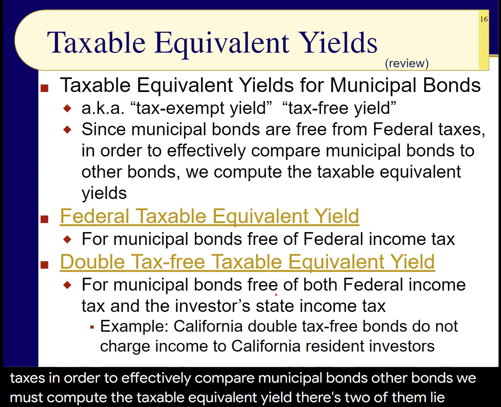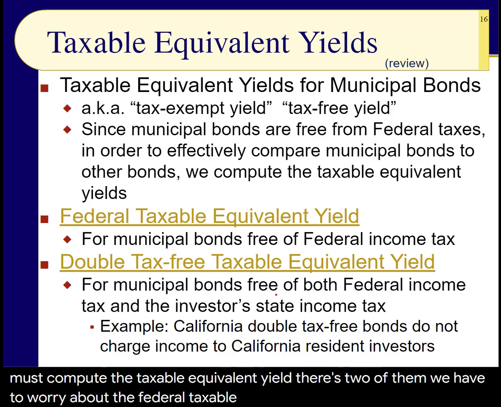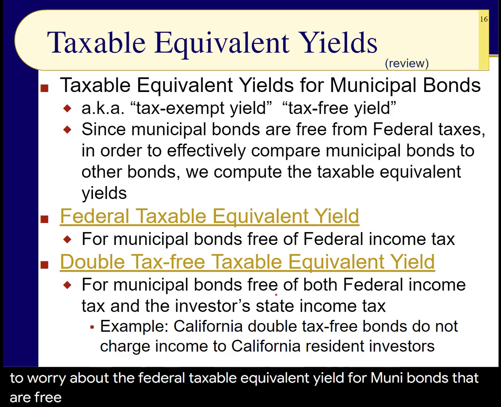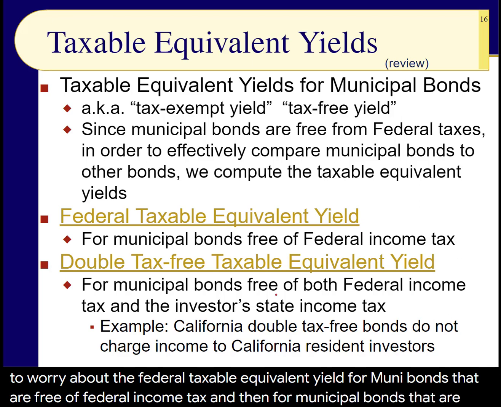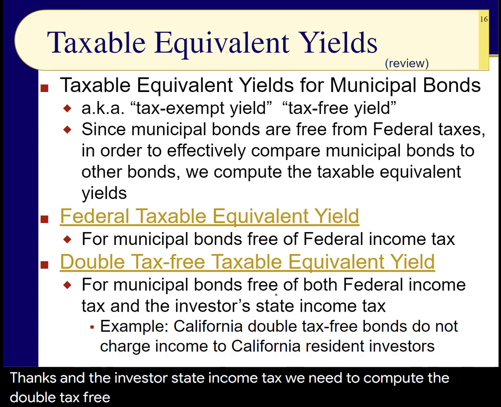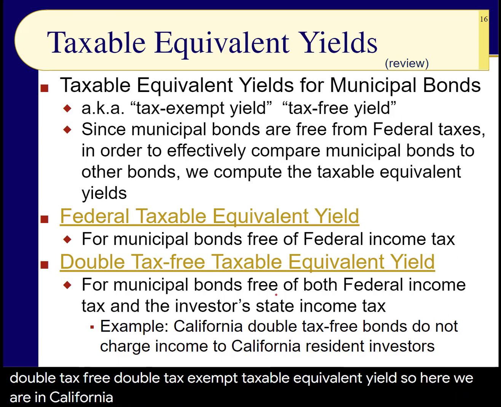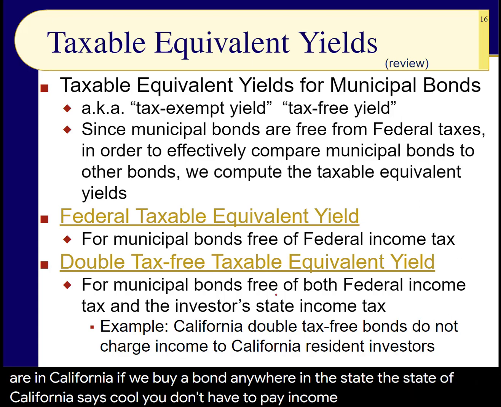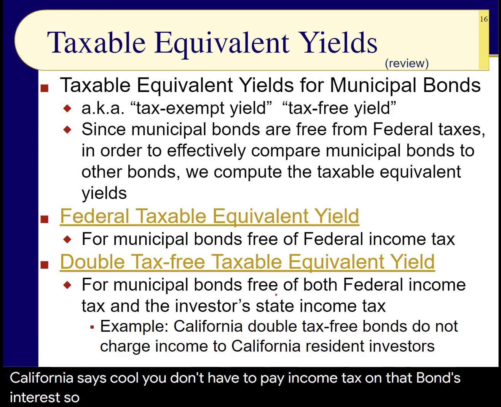There's two of them we have to worry about. The federal taxable equivalent yield for muni bonds that are free of federal income tax, and then for municipal bonds that are free of both federal income tax and the investor's state income tax, we need to compute the double tax-free, double tax-exempt taxable equivalent yield. So here we are in California. If we buy a bond anywhere in the state of California says, cool, you don't have to pay income tax on that bond's interest. So that's why they're called double tax-free.